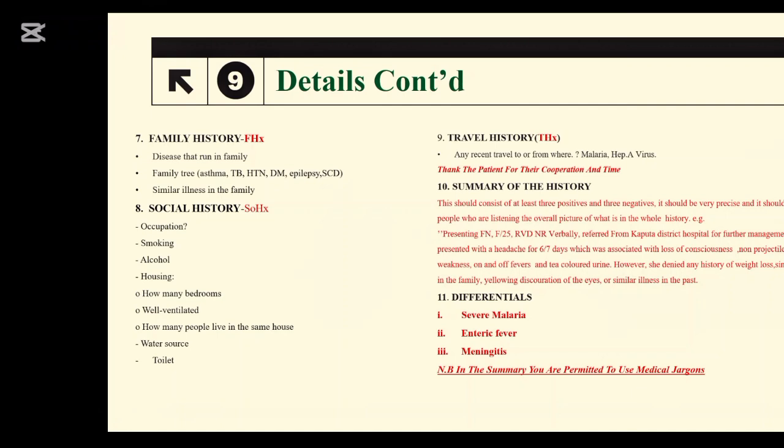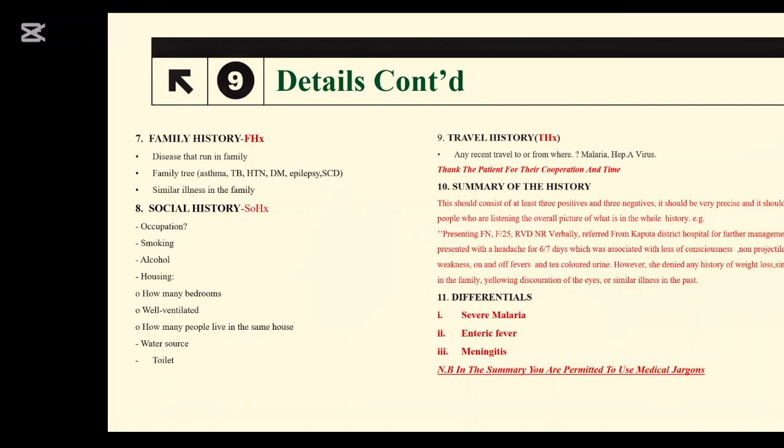And then what are my important negatives? There is no projectile vomiting, there is no weight loss. So I've ruled out TB meningitis. Non-projectile vomiting, I've also ruled out meningitis in general. But remember, never say never in medicine. That's why I put meningitis as a differential. And then enteric fever because of the on and off fevers, and also remember the areas the patient is coming from. So enteric fever is one of the most important differentials for malaria.